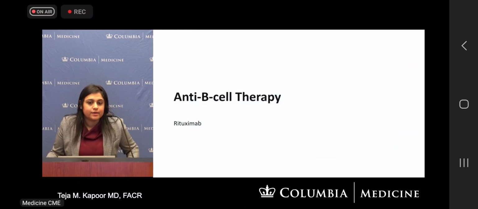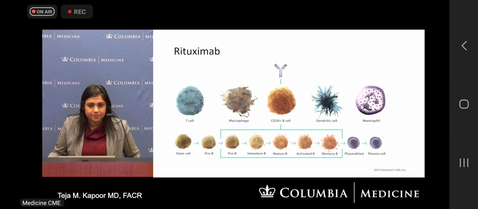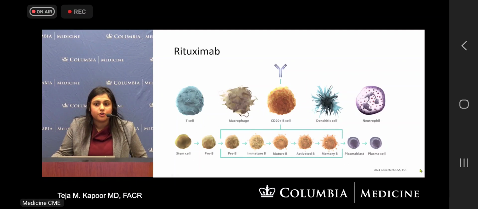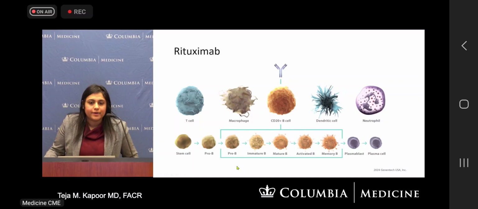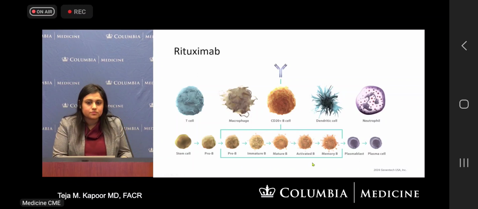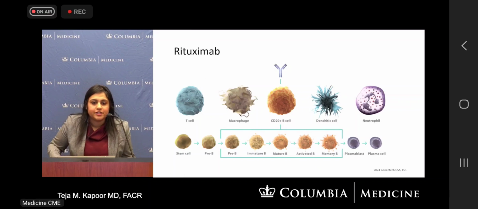So let's move on to anti-B cell therapy, focusing on rituximab. We had a wonderful lecture earlier today regarding B cell therapy. Just as a brief review, plasma cells are the ones that eventually create your immunoglobulins. However, if you give a patient repeat cycles of rituximab infusion over years and years, eventually you would affect these precursor B cells, leading to a decrease in plasma cells and eventually in immunoglobulin counts.